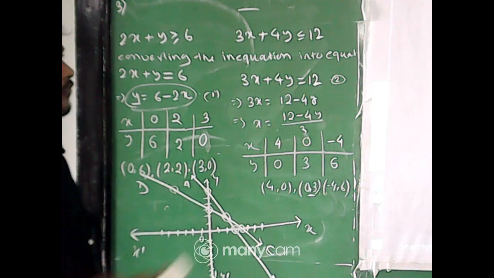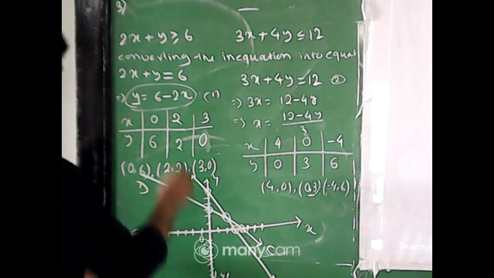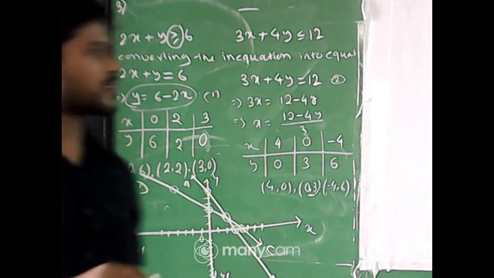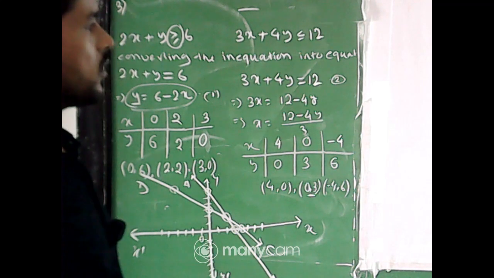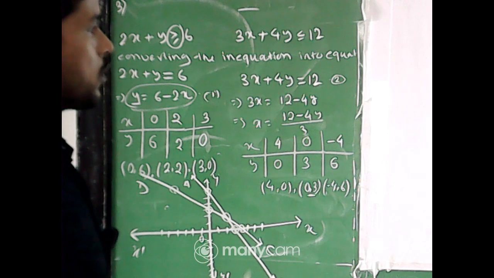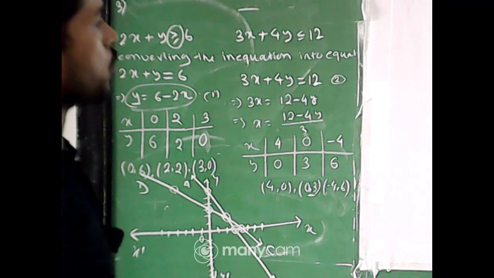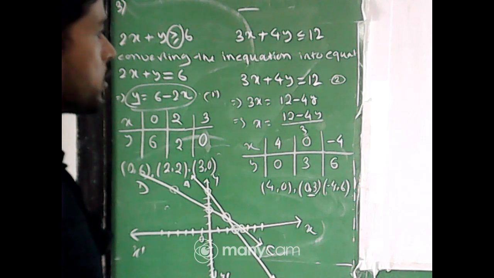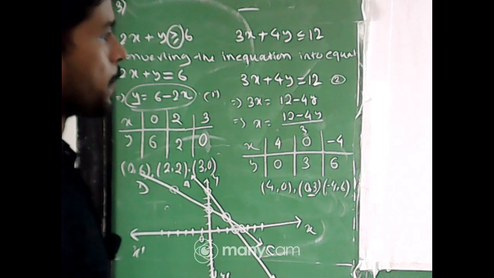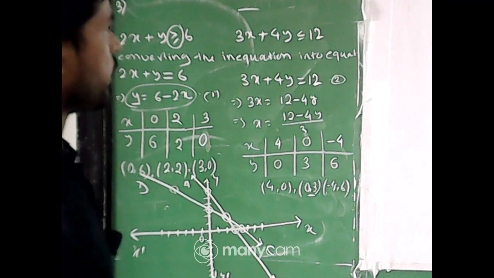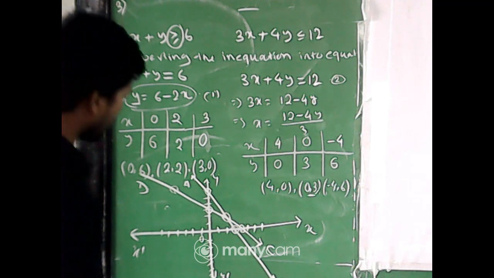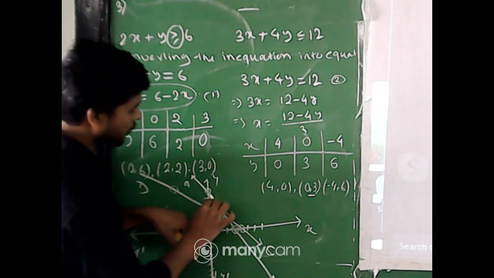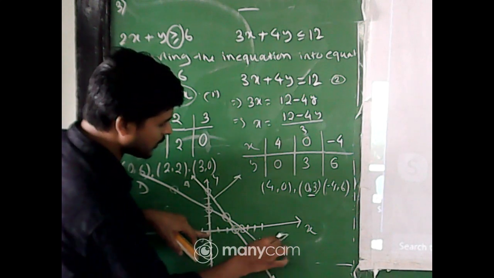Okay. Now we'll find out the region. Now look, from equation number 1, the sign is greater than or equal to. So if the sign is greater than or equal to 0, the region will be in which direction? Towards the origin or away from the origin? Quickly. Away from the origin. So our first line is this. Origin is in this direction. So away from the origin means the region will be in this direction.